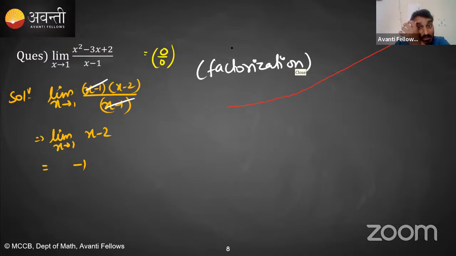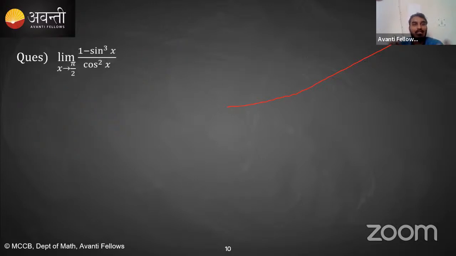Okay, very good. And Amjad, very good. Okay, clear, right? So like this, we will be using different methods to solve limits. Now if this is clear, let's move to the second question. I hope no one has any doubt in this question. It was quite easy, right? It's a very trivial question. So the second question is this. Limit x tends to pi by 2, (1 minus sine cube x) upon cos square x.